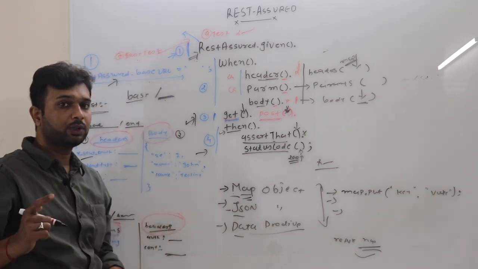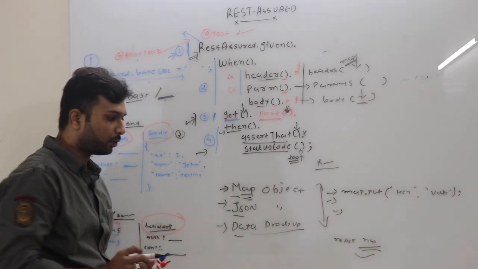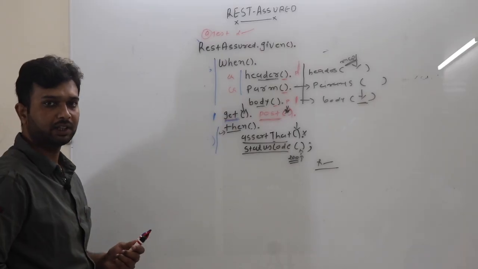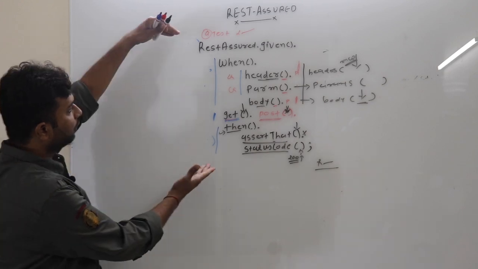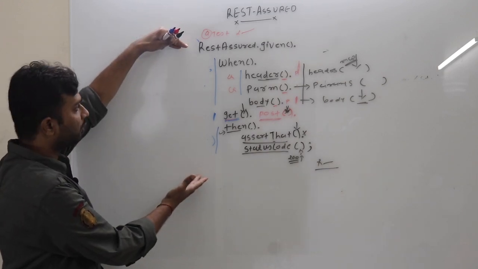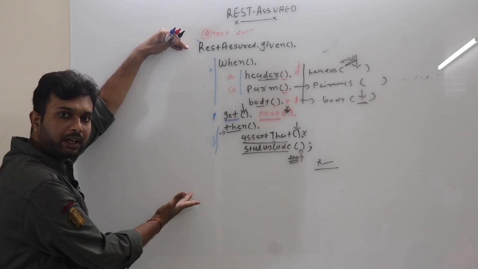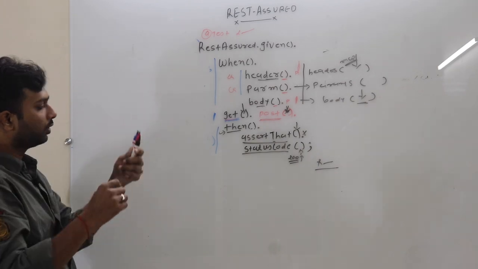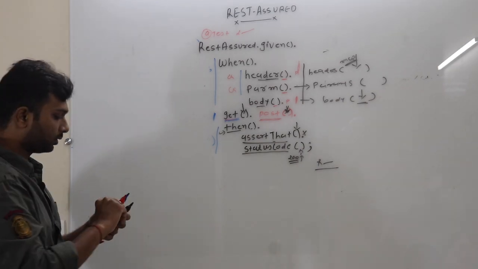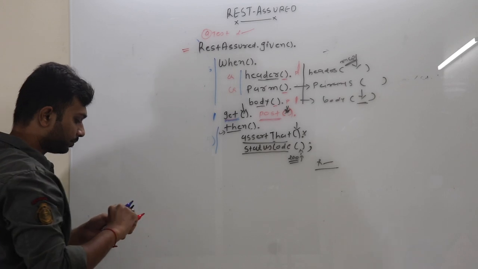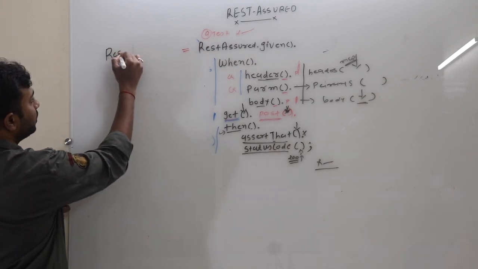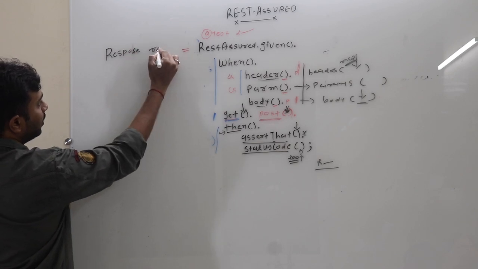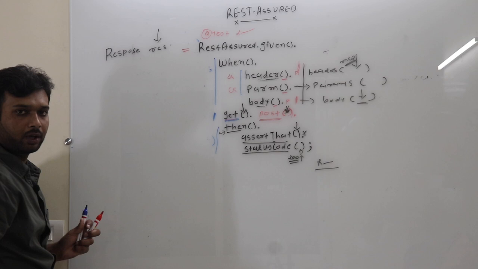Now we have to discuss one more very important interview question. So let me erase this. What is missing here? The missing part is: we have written this line of code, or multiple lines of code, so what will it return? This is a very important interview question. This part will return a response, and you can store it in any reference variable.